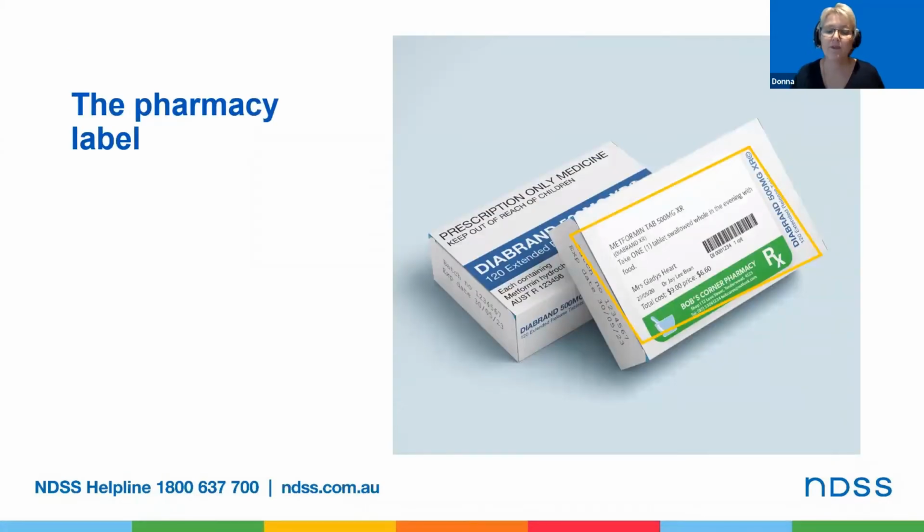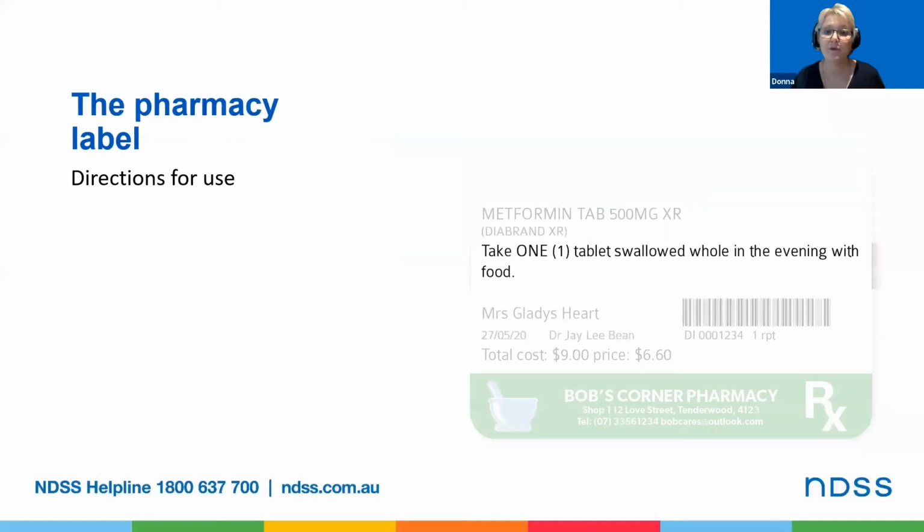Let's have a look at the label that the pharmacy places on your medication. It's individual to you at that time of dispensing. The location of this label may vary according to the information on the packaging and the size of the packaging itself. So here is just the pharmacy label from the previous medication box. The directions for use will be specific to you and they're found in the middle section of this pharmacy label as we've highlighted here.